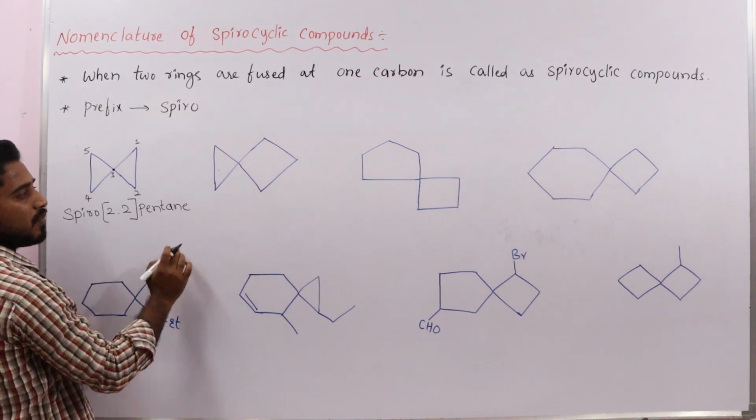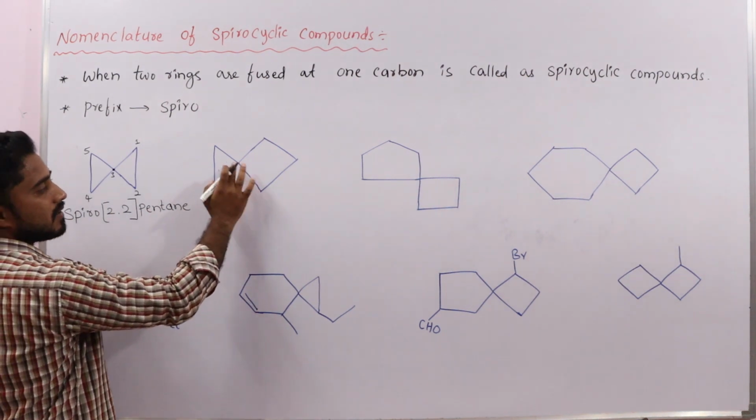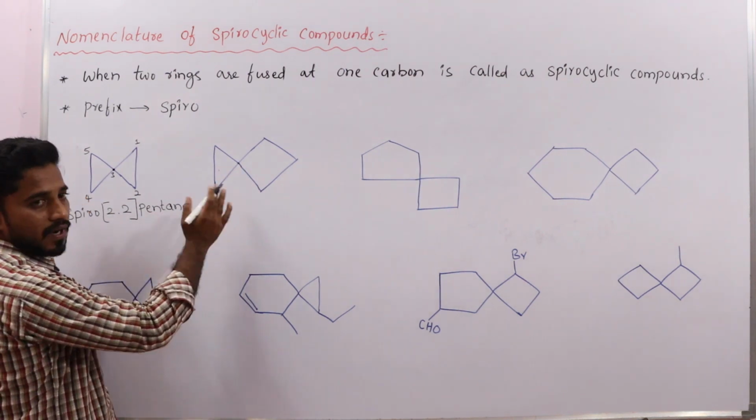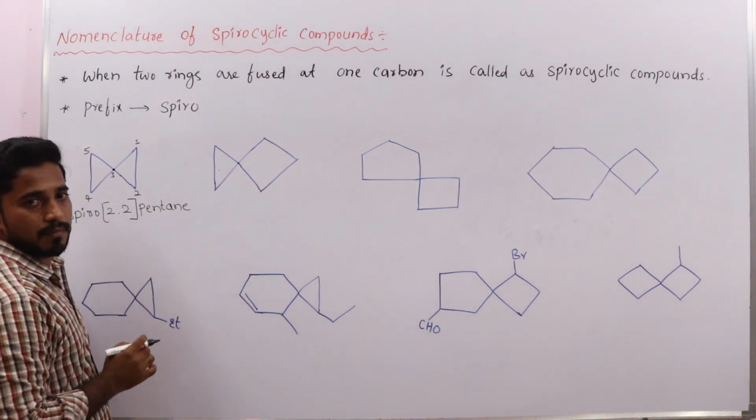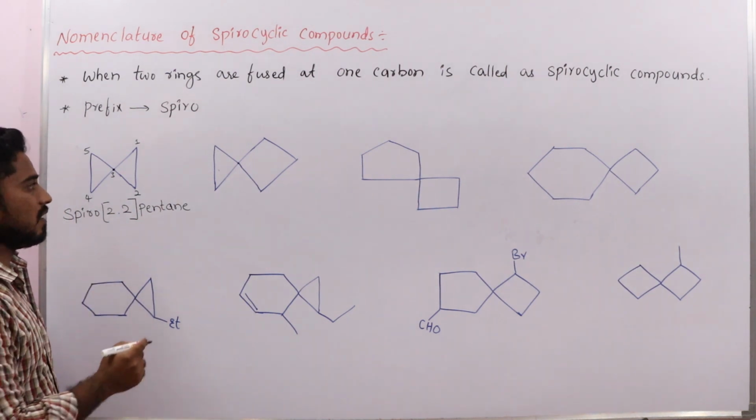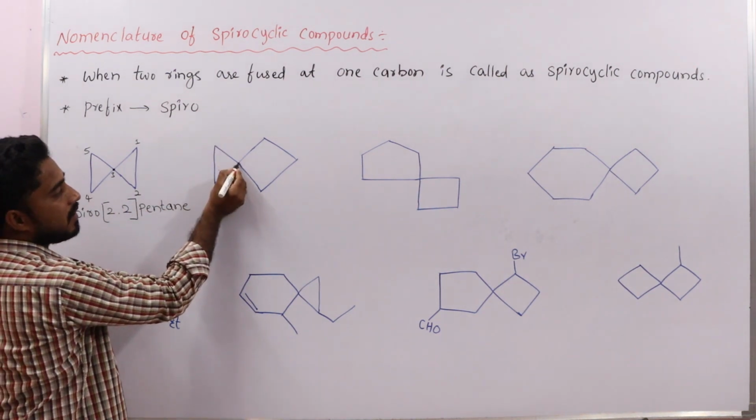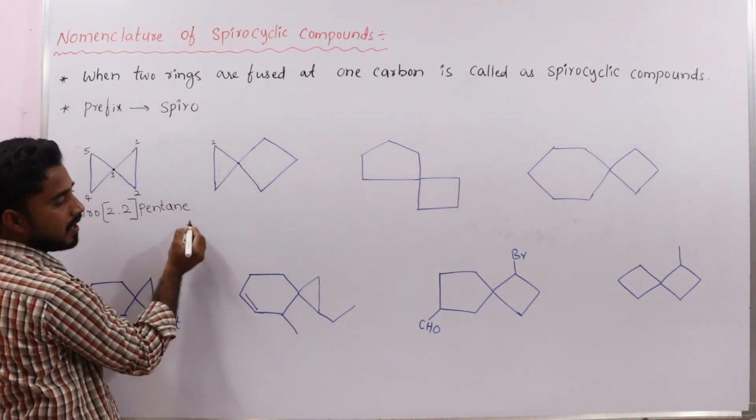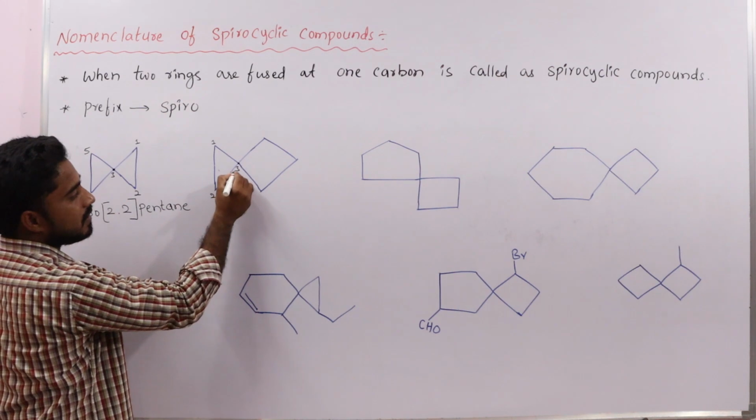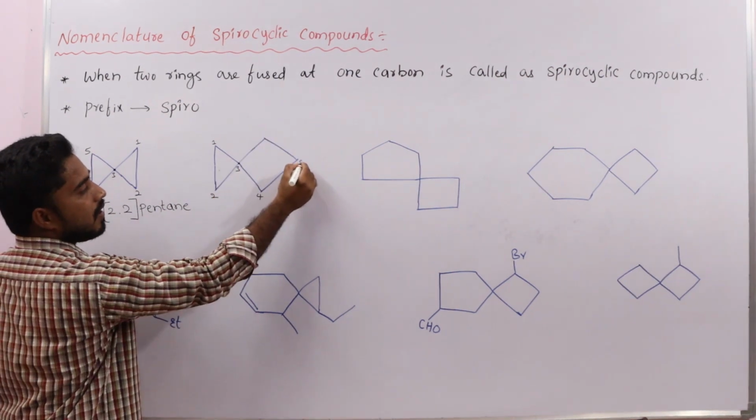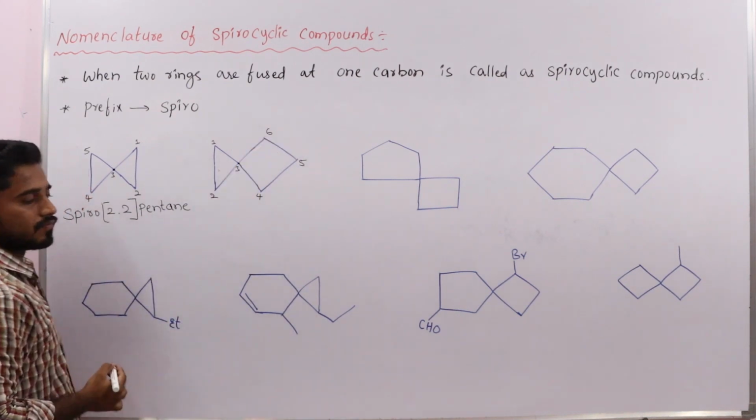So let us see this example here. Two different membered rings are fused at one carbon. When two different rings are present, we have to start the numbering from the smaller ring to the larger ring. After the spiro atom, we start the numbering 1, then 2, then 3, and on this side we can give 4, 5, 6.